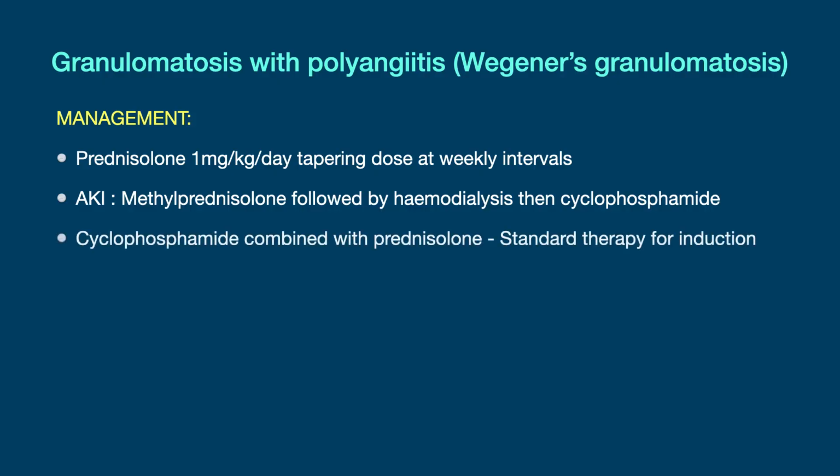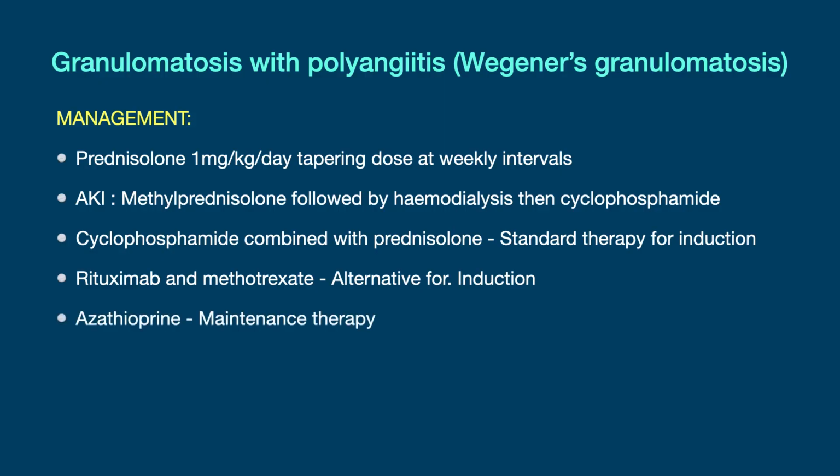The combination of prednisolone and cyclophosphamide is now established as the standard therapy and the treatment of choice for induction of remission in granulomatosis with polyangiitis, as a 90% response is seen. Both rituximab and methotrexate have also been used for induction therapy in ANCA-associated vasculitis, although they would not be first-line treatment. Azathioprine is used as maintenance treatment following cyclophosphamide, and lastly, plasma exchange.